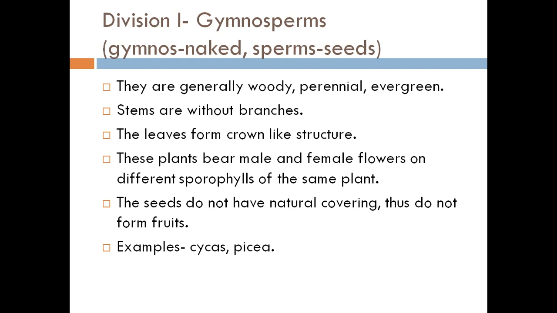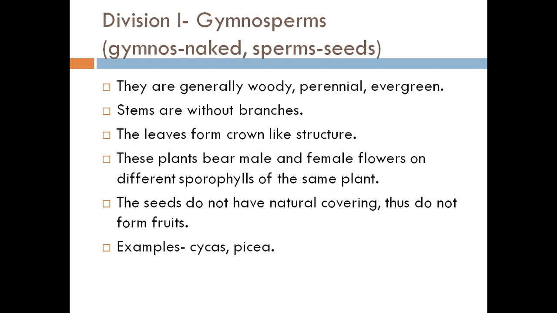Then perennial. Perennial means they grow throughout the year or for many years, so that is perennial. And evergreen, that means they are always greening. Then their stems are without branches. Even if they have stems, they don't have branches. The leaves form crown like structure. The leaves at the top will form a crown like structure.